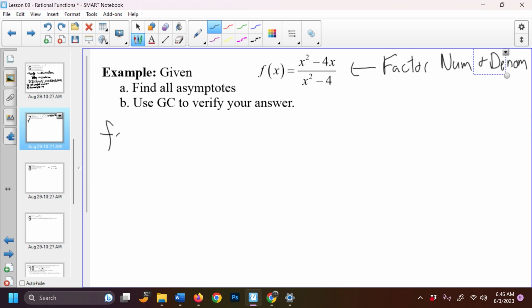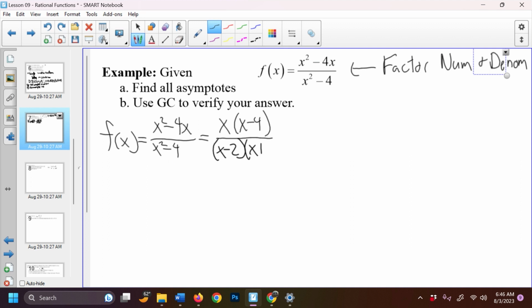So I'll start with f of x is equal to x squared minus 4x over x squared minus 4. In the numerator, I'm going to have to do a GCF, so I'll have x times x minus 4. And then in the denominator, I again have a difference of squares, so I'll have x minus 2 and then x plus 2. And you'll notice none of the factors in the denominator will cancel out with a factor in the numerator. So there are no irreducible divisions by 0.